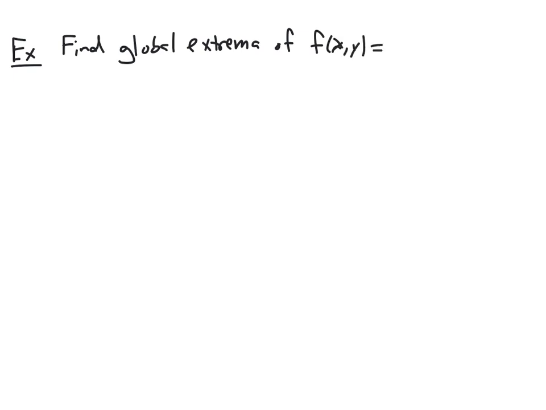So let's look at an example. Let's say we wanted to find the global extrema of the function f(x,y) equals x squared plus 2y squared, subject to being on the constraint, the circle x squared plus y squared equals 1.